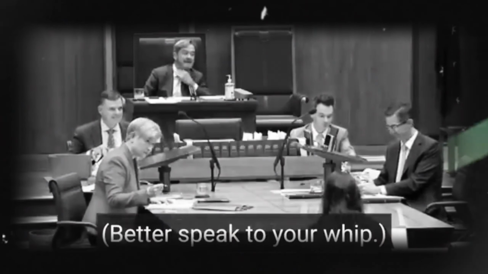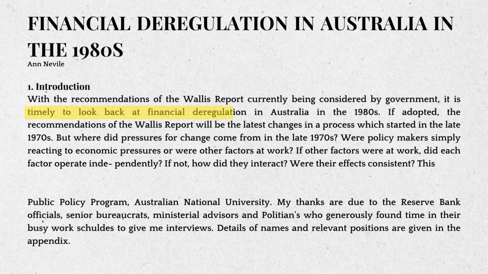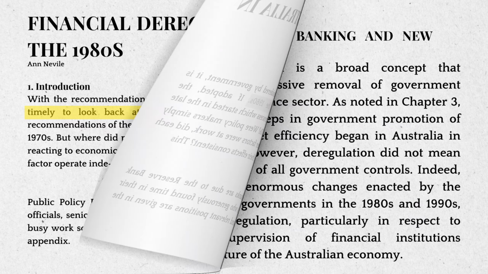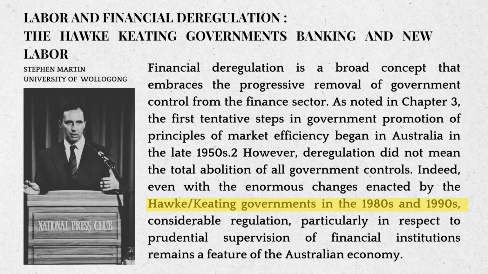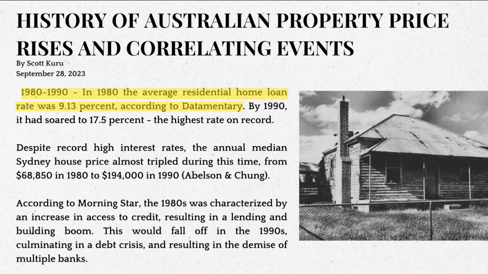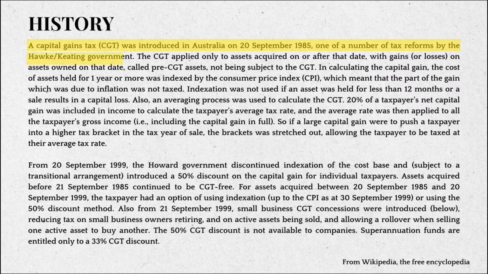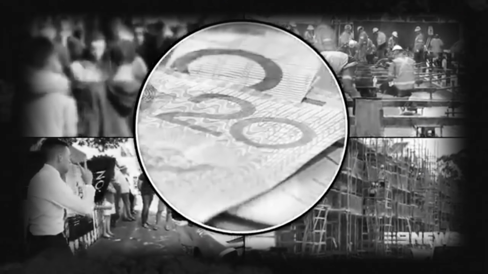The 1980s. The 1980s introduced substantial economic reforms under the Hawke and Keating governments, including the deregulation of the financial sector. These reforms facilitated easier access to credit, fueling demand for housing. Coupled with a booming economy, house prices began to rise significantly. The introduction of capital gains tax in 1985 and the transition from a fixed to a floating exchange rate in 1983 further integrated Australia into the global economy, impacting property investments.